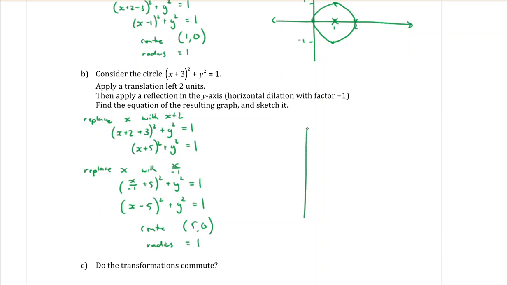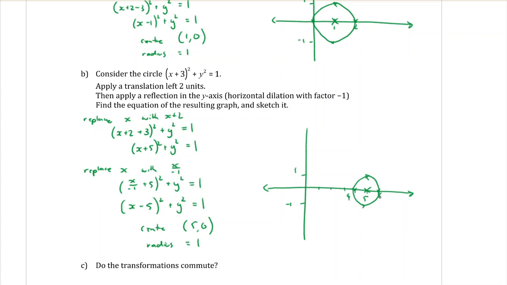Okay, so that leads us to part C, but I better draw it first. 1, 2, 3, 4, 5, 6. So 5 is the center. Up 1, down 1, left, right. Oops, that was not a good circle. Start that again. There's my circle. So you just show where they intersect, and that's enough.